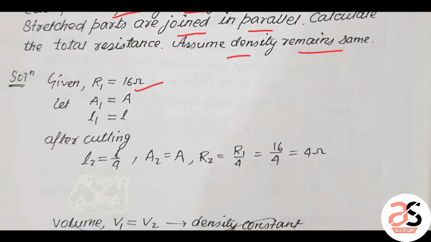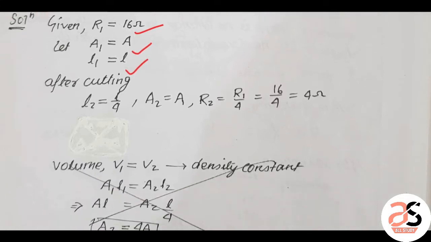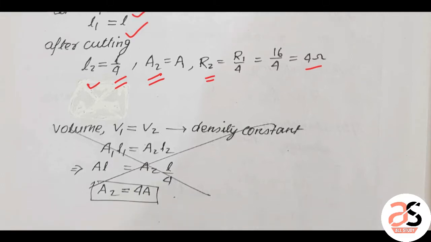So here also R1 is given 16 ohm, A1 is given A, L1 is given L. So after cutting, L2 will be L by 4, reduced to 1 by 4. So area 2, the area is not changed. Area has no change, so area is same. Here R2 will be R1 by 4, that is 4 ohm.